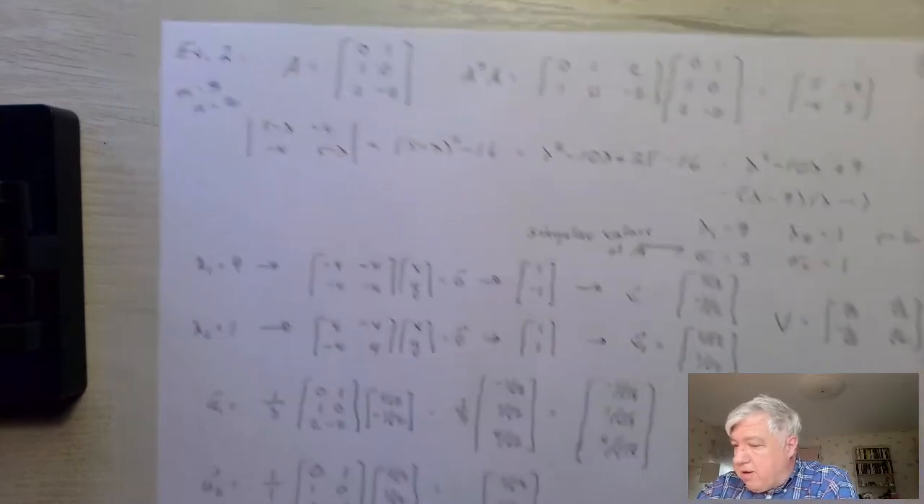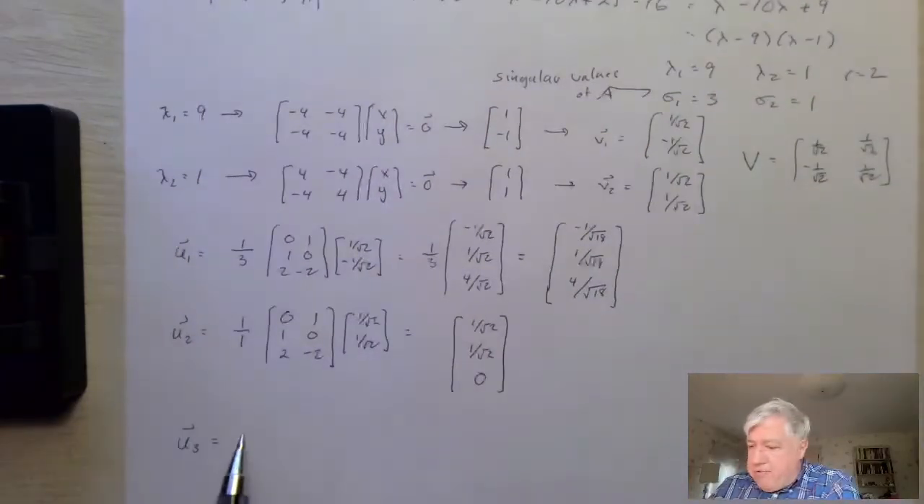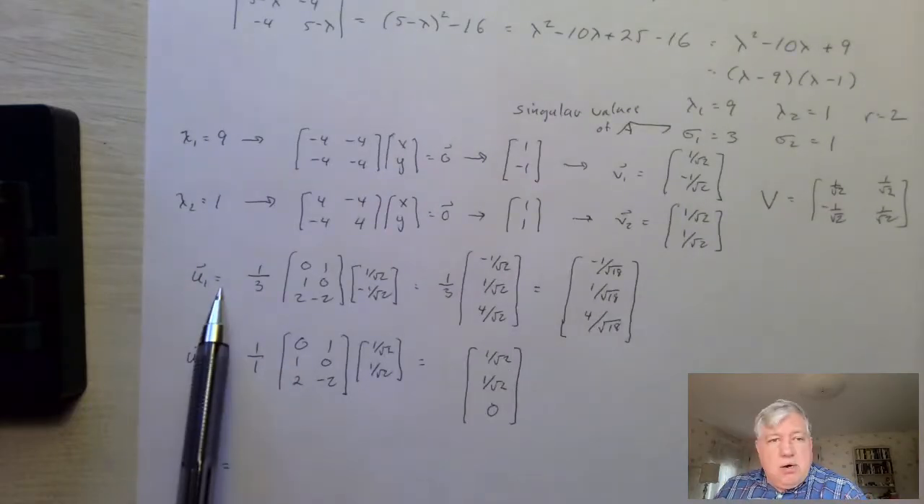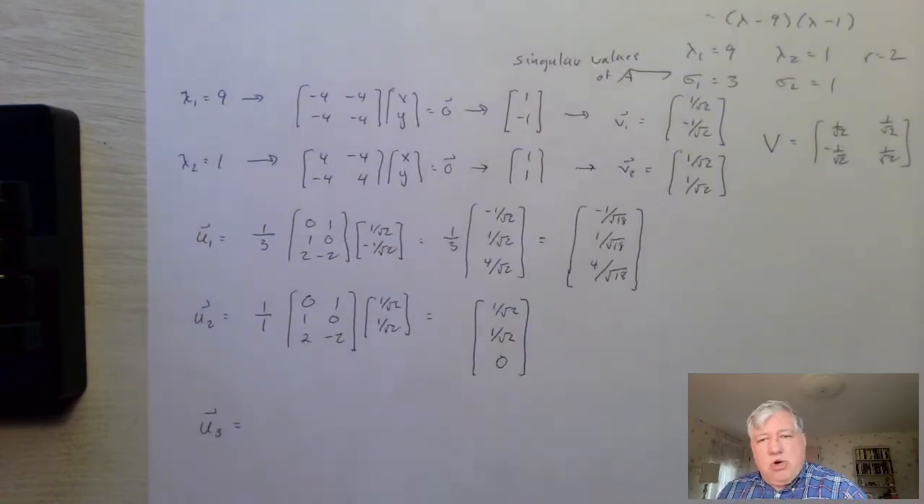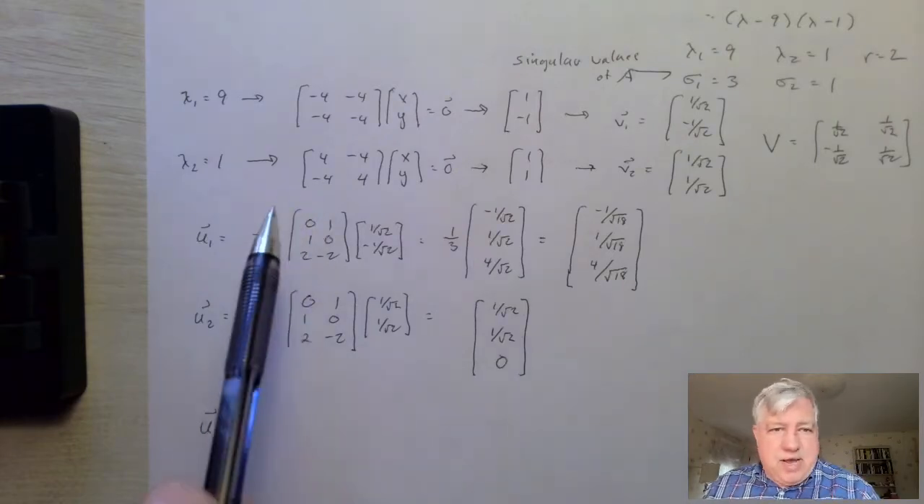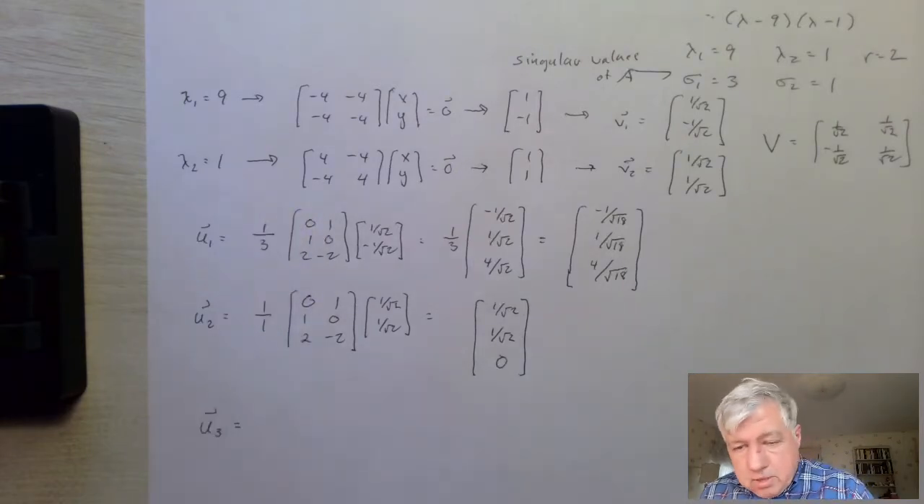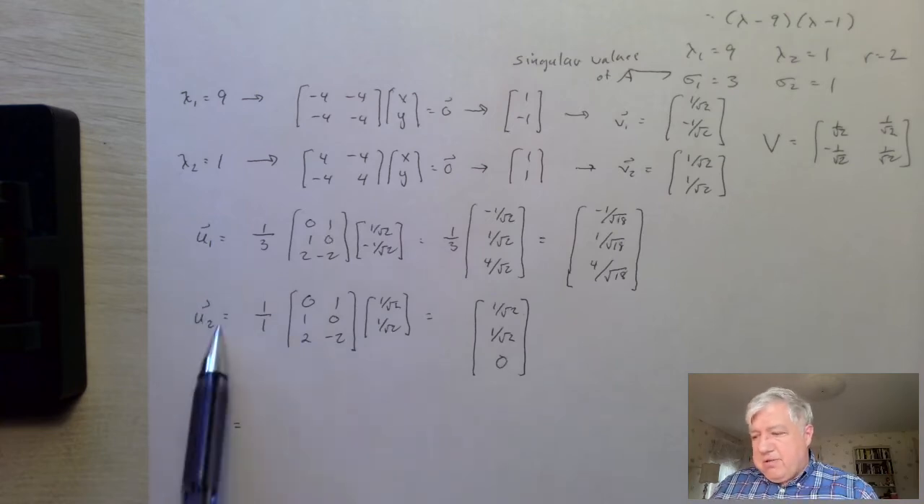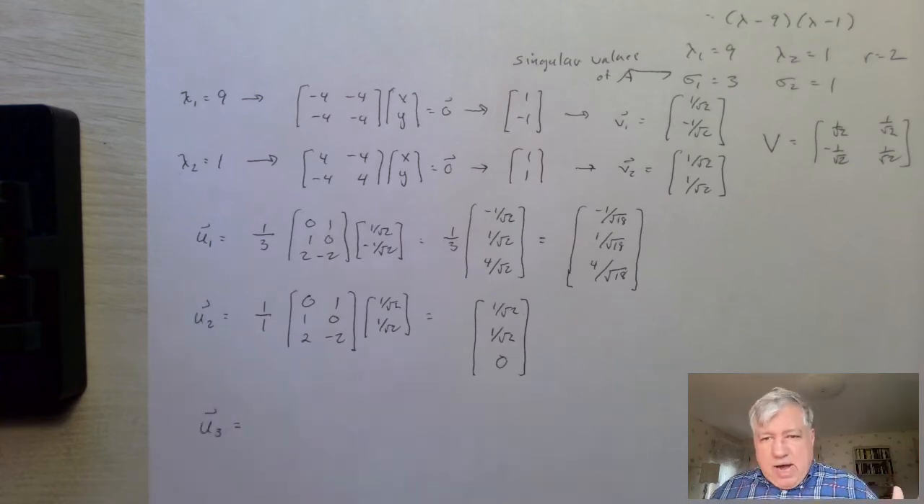We need one more, because m is 3, and we need u3. So we need a unit vector which is orthogonal to both of these. Now we could use Gram-Schmidt, but the problem there is you need to find a vector which is outside the span of u1 and u2. However, this isn't too bad because essentially we just need to find a vector which is orthogonal to these two vectors, and we know how to do that, right?